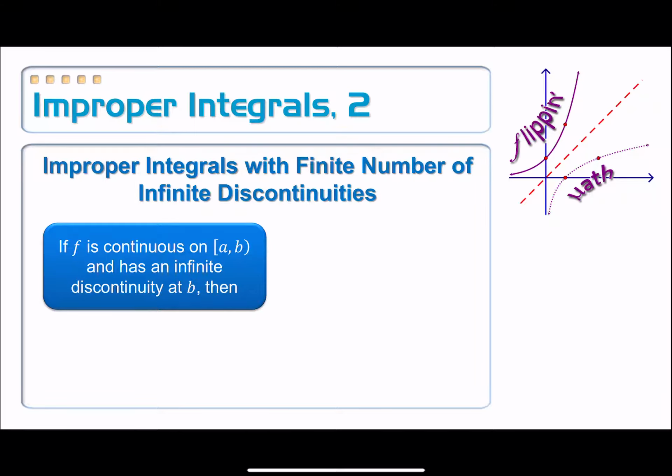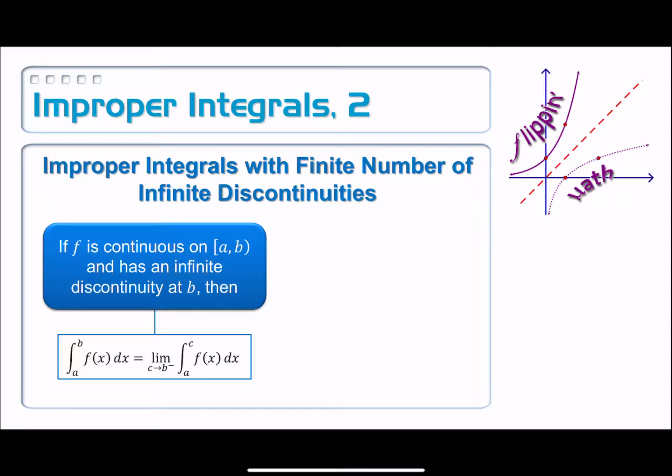So let's say that our function f is continuous on the interval. It's closed at a, it's open at b, because there's an infinite discontinuity at b. And so here's what the improper integral would look like. It's improper, but it's in disguise. You don't know because a and b are just numbers, and you have some sort of function with respect to x.